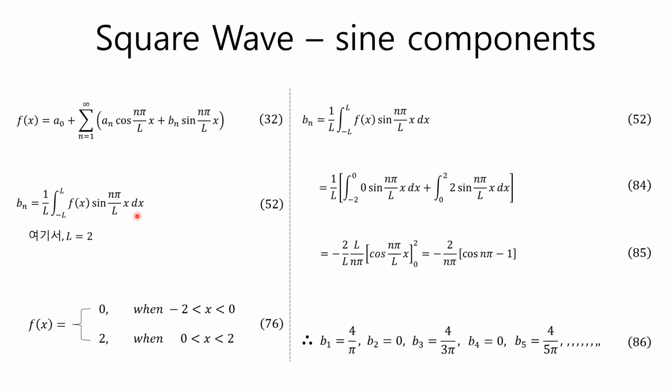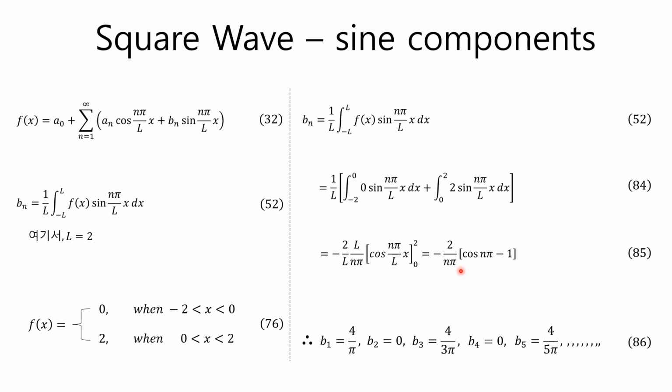As before, the period of the square wave is 4 and L is half the period, so it is 2. By substituting the value of the f(x) function in equation 76 into equation 52 and expressing the integral equation for each section, equation 84 can be obtained. If the value of the first term in equation 84 is 0 and the second term is integrated, the integration result can be obtained as shown in equation 85.